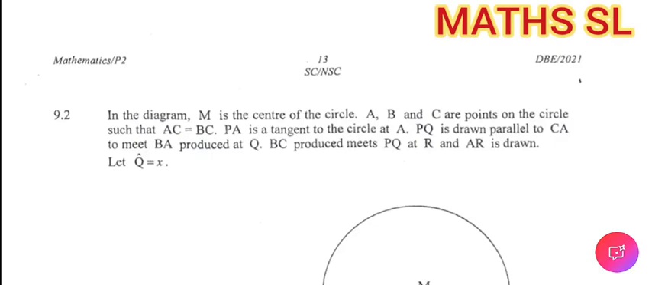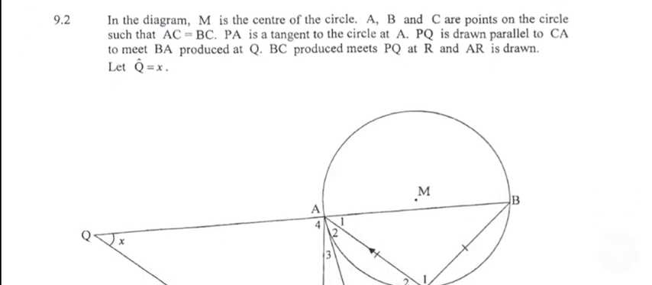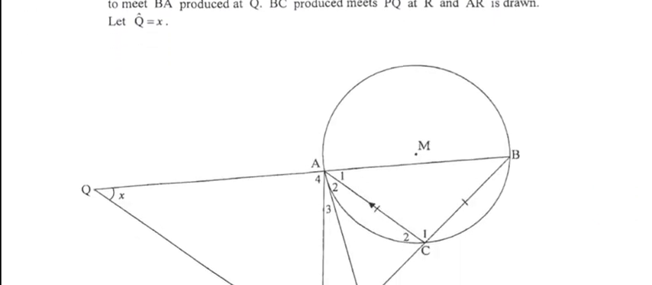I'm Saqib Latif. I'm going to show you this question, NSC 2021 May/June Paper 2. The question says, in the diagram M is the center of the circle. M is the center of the circle. Have a look here.